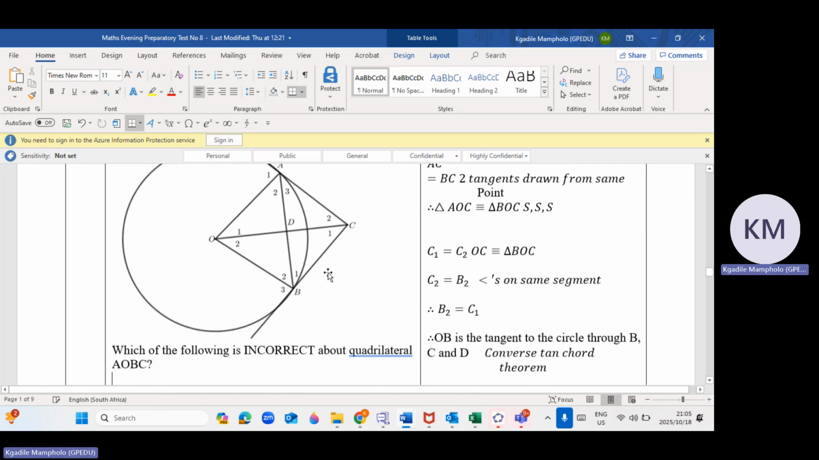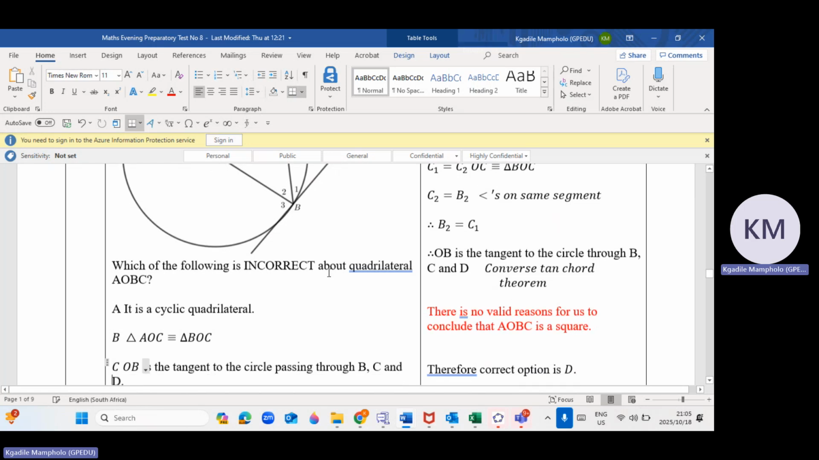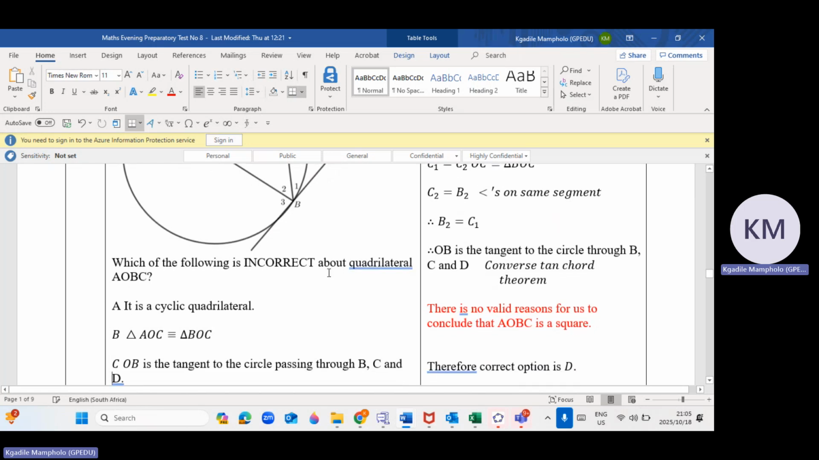Now, is this third statement correct? Yes. OB is a tangent to the circle passing through B, C, and D. So, is it the correct answer? It is incorrect because we want the incorrect answer, and this is correct. So here we applied the converse of tan chord theorem.